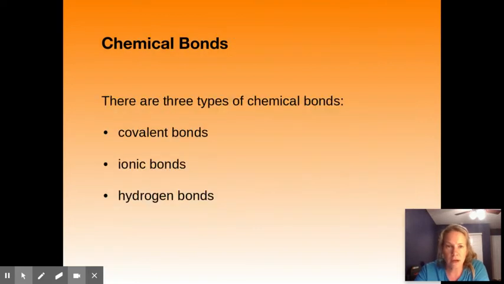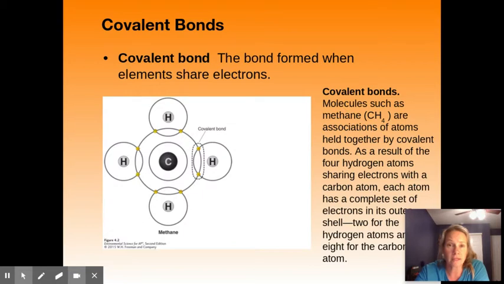All right. So chemical bonds, 3 types of chemical bonds. We've got covalent, ionic, and hydrogen. So like I said, these should all be a review, but it pops up every once in a while where we need to know how things are bonded. But a covalent bond is when they share electrons.